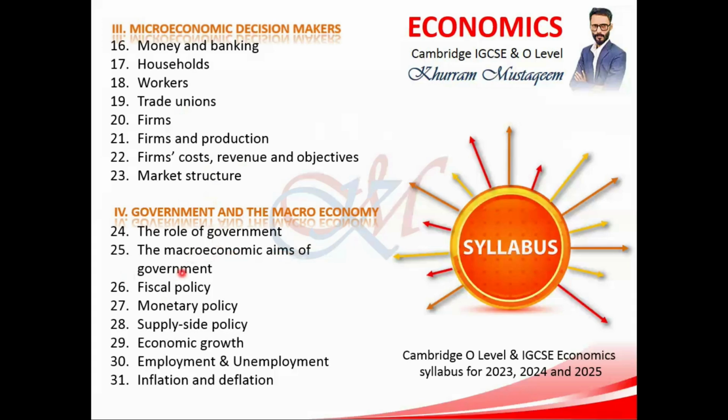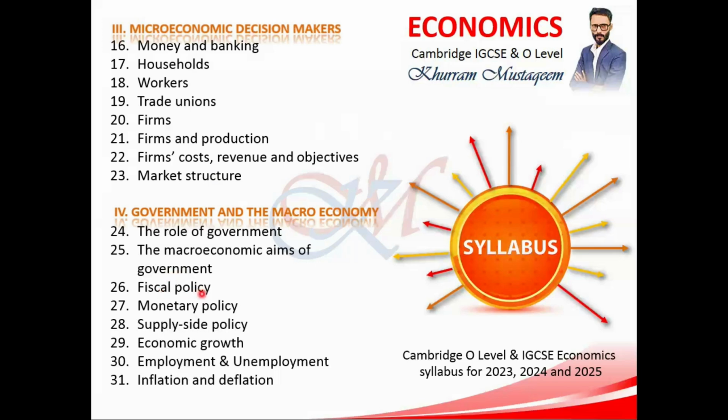Macroeconomic aims of government. What are the macroeconomic aims of the government? The government aim is that there should be less unemployment, there should be control on inflation, and there should be more and more availability and chances for people to have employment.